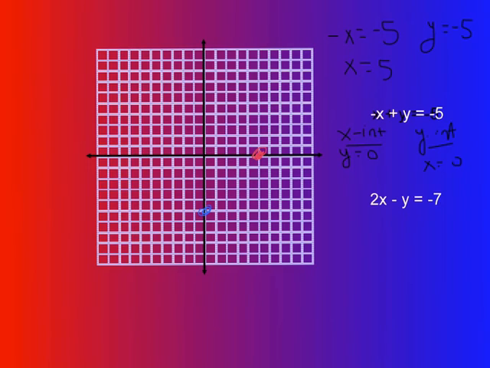So I'll just graph that there. And then I connect those two dots and I have my graph. So try this next example on your own.